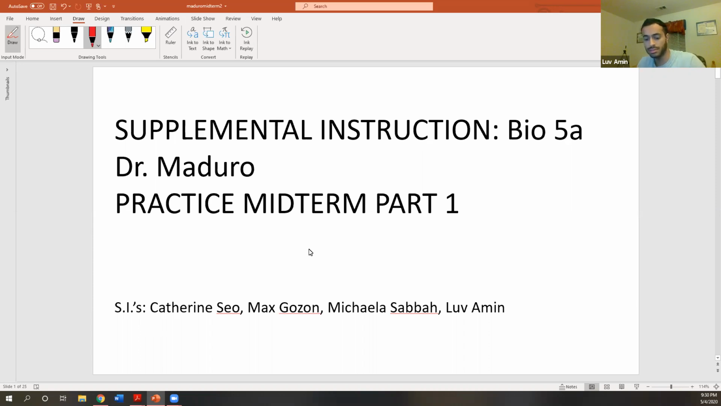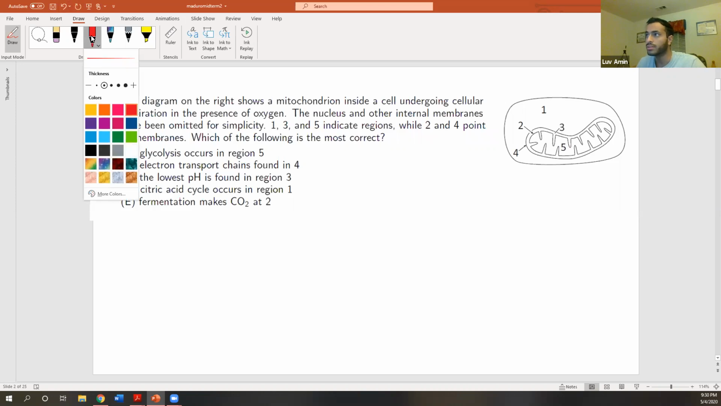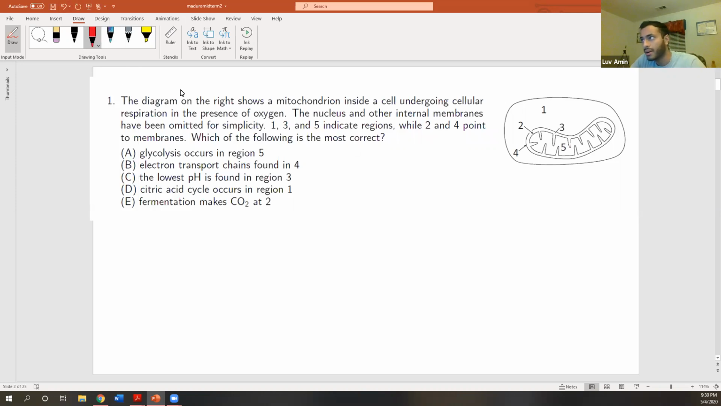Today I'm going to be going over the first half of one of Dr. Maduro's practice midterms. To jump right in, number one starts off by saying the diagram on the right is a mitochondria, and it's going under cell respiration in the presence of oxygen. It says that structures 1, 3, and 5 are regions of the cell and the mitochondria, while 2 and 4 indicate membranes.